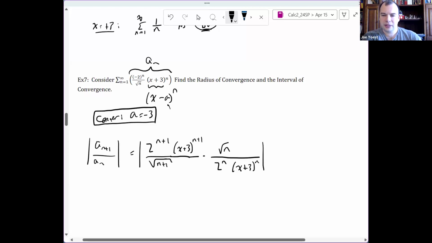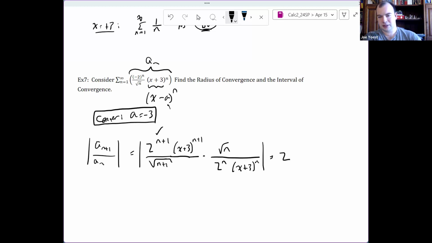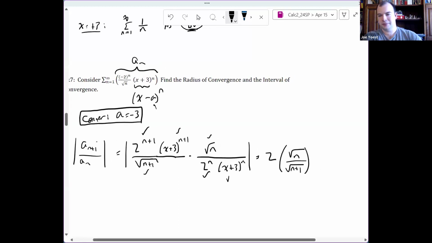All right, so 2 to the n plus 1 over 2 to the n gives me a factor of 2 that can come out. That takes care of those ones. I have a root n over root n plus 1. Those are both positive numbers, so they don't need absolute values on them anymore. And then I have absolute x plus 3 left over.